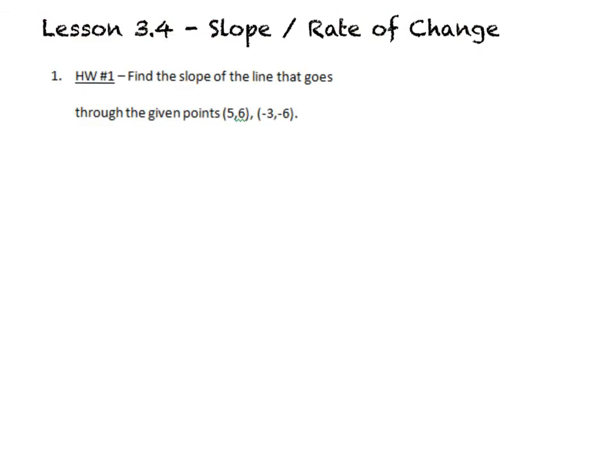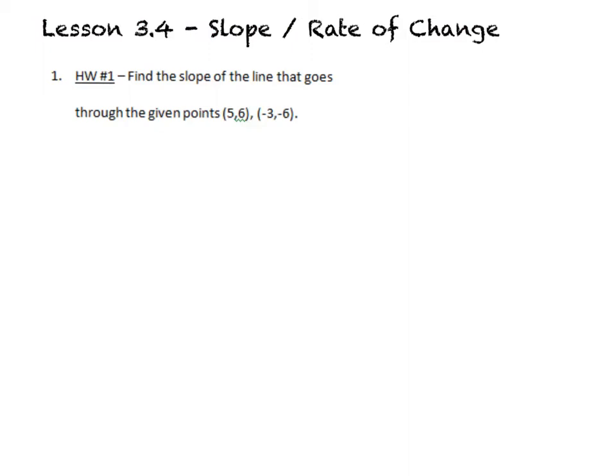Example 1, which corresponds with homework problem number 1, says find the slope of the line that goes through the given points. Now again, I'm going to say this a lot during this video, but you need to go back to those formulas. Now, we have 3 of them. We have a formula, we have rise over run, and then we have the equation. We use the formula with this point because we're given points. So let's go ahead and begin.